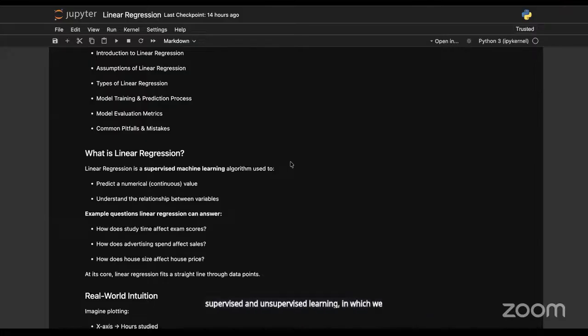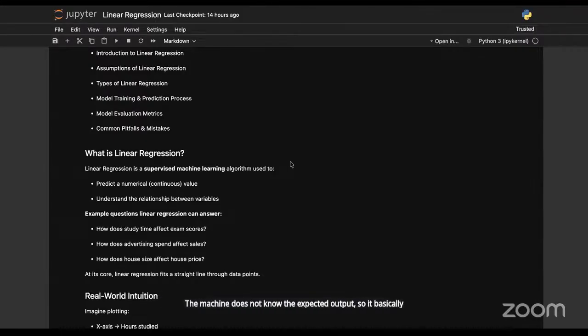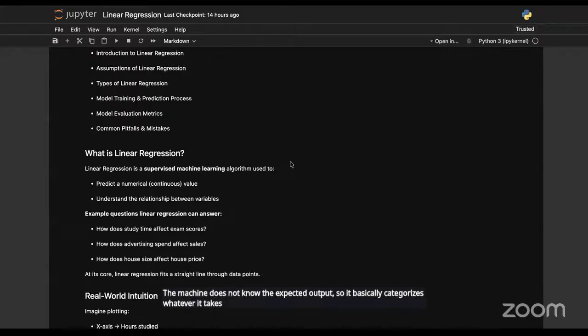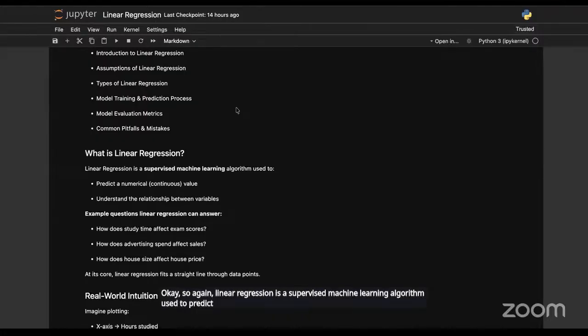We are teaching the machine by supervising what to input and what the expected output is. Whereas with unsupervised learning, the machine does not know the expected output, so it basically categorizes whatever it takes in on its own. Again, linear regression is a supervised machine learning algorithm used to predict a numerical value. There are many prediction models that we will have throughout the machine learning track. With linear regression, we are predicting numerical values.